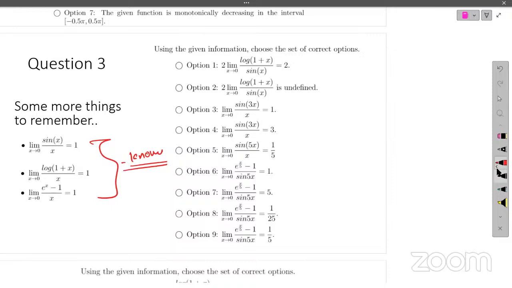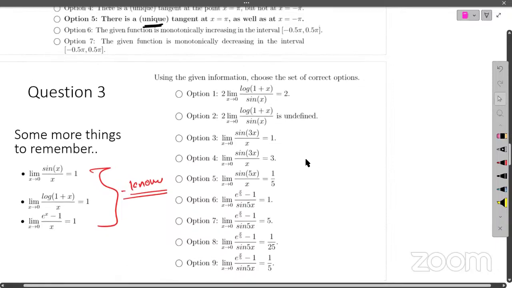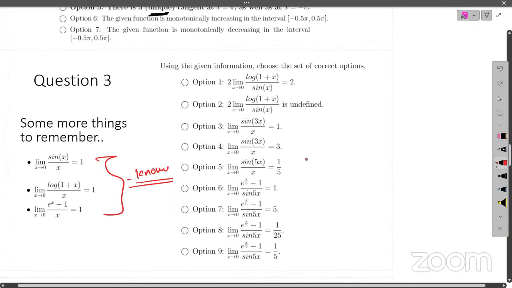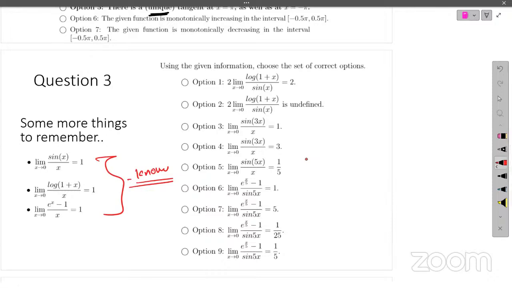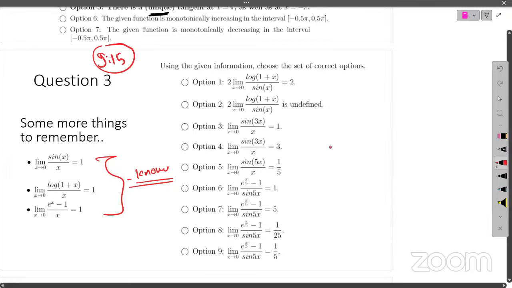Okay. So I'll give you guys 5 minutes to solve it. You just have to decompose this particular function into your known functions and then apply the limit. That's all. So let's set a timer for 9:15.